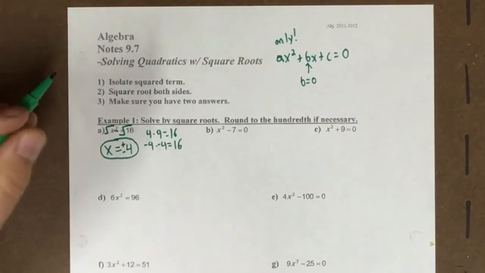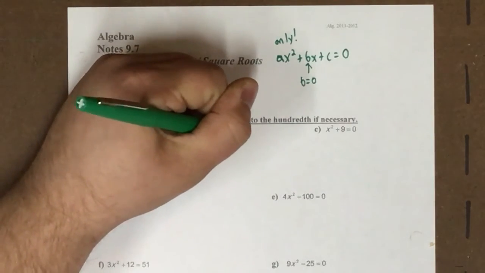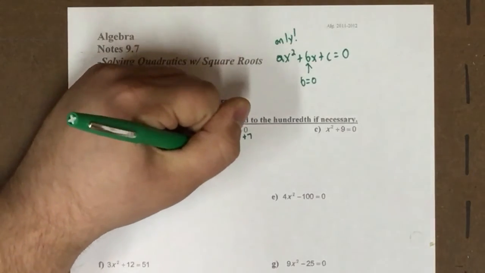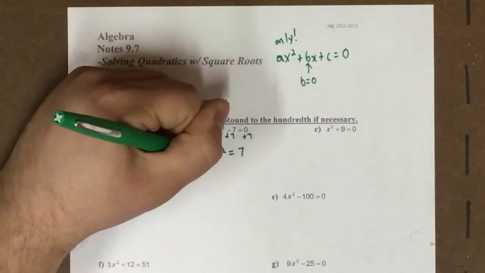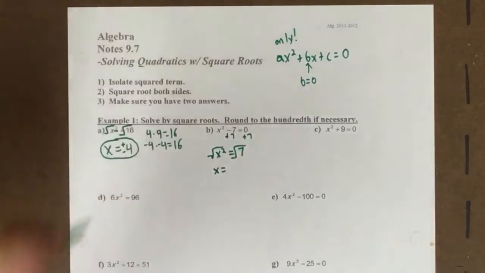This next problem, I need to isolate the squared term. I'm going to do that by adding 7, like I'm solving an equation. I'm going to get x squared is equal to 7. When I square root both sides here, this side's going to be x. This side, when I find the square root of 7, I'm going to give a decimal because 7's not a perfect square. That's totally fine.